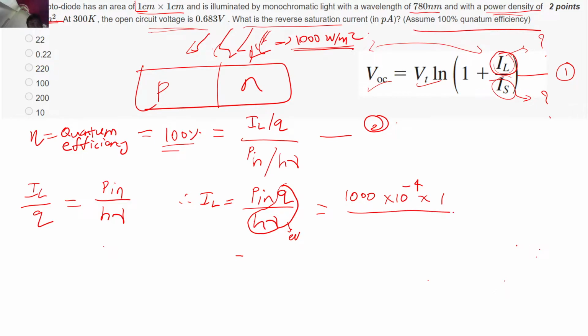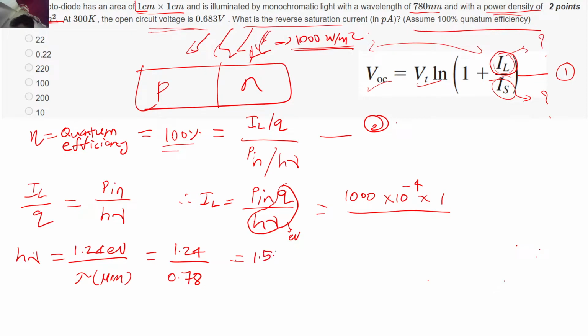So now let's get it. What will be the value of h mu? It is nothing but 1.24 eV divided by lambda in micrometers, right? Lambda is given as 780 nanometers, so I have to divide it by 1000 to convert it into micrometers. So this is 0.78. Then h mu is going to come out to around 1.5897 eV.